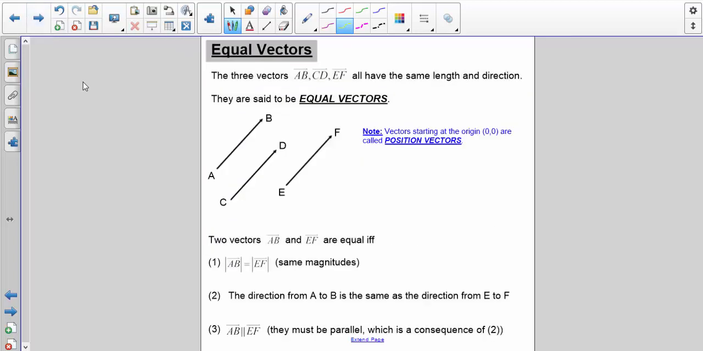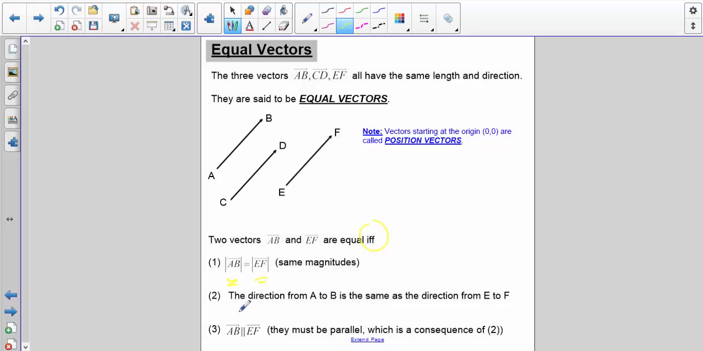This kind of is a bit of an obvious statement. Basically, vectors are equal if these conditions are met. Hopefully those are all pretty obvious, but I'll take them down one at a time. Vectors are going to be equal if and only if, just in case you weren't sure, that IFF stands for if and only if, those two vectors have the same magnitudes. So in other words, those two line segments are the same length.